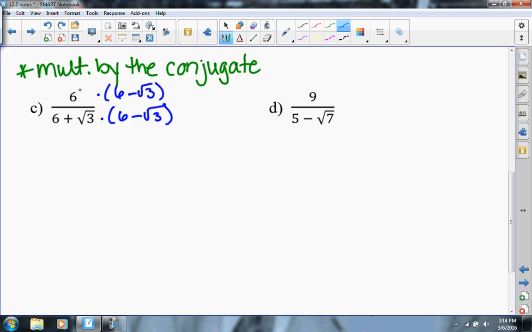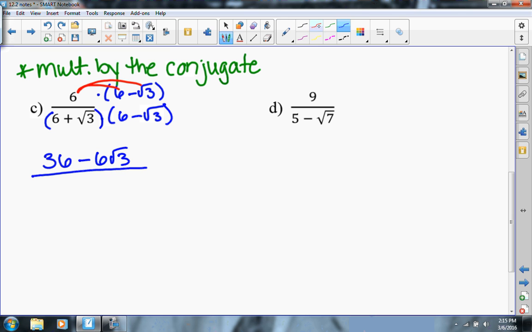Now in the numerator, I'm going to be doing just a single distribution. In the denominator here, I'm going to have a binomial times a binomial. So I'm going to be doing what I did in example 3. Okay, so in my numerator now, I'll take the 6 times the 6, and then the 6 times the square root of 3. So 6 times 6 will be 36. And then 6 times the square root of 3, I can't do that, so I'll just write minus 6 square root 3.